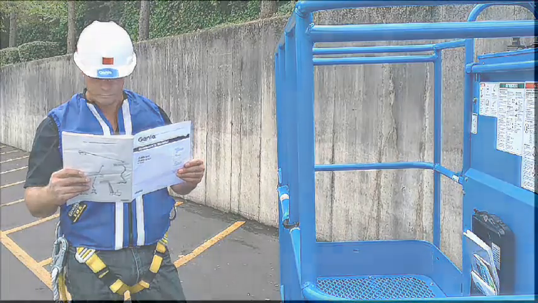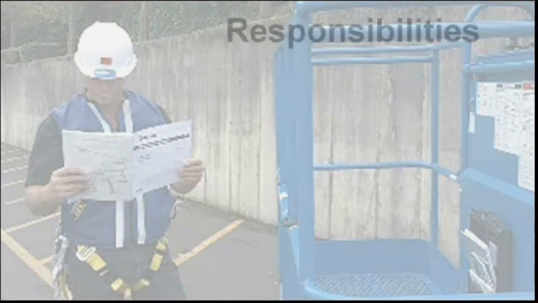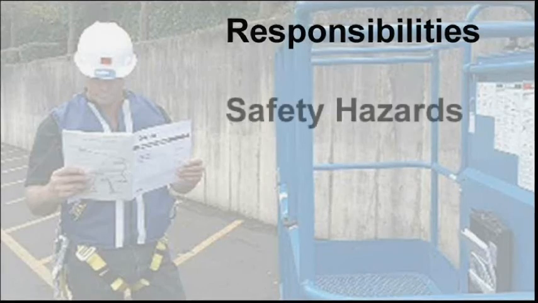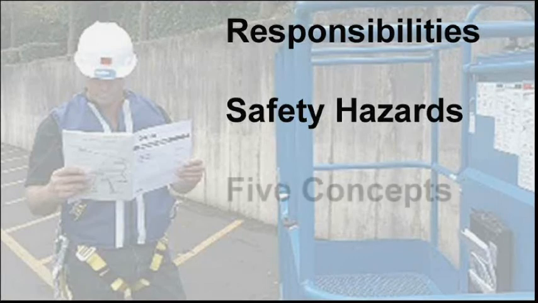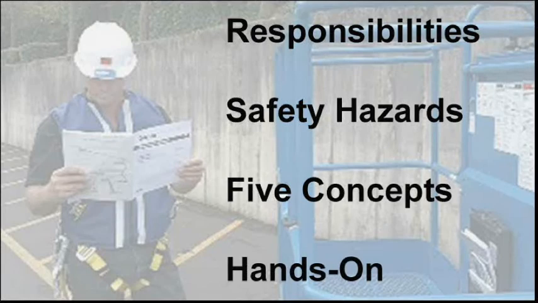We've divided this video into 4 sections. Section 1 deals with the responsibilities of all parties associated with the operation of aerial platforms. Section 2 deals with learning how to identify and avoid safety hazards. In Section 3, we discuss the 5 key concepts of safe machine operation. And finally, in Section 4, we'll review what you need to do for your proficiency demonstration to become a qualified aerial platform operator.